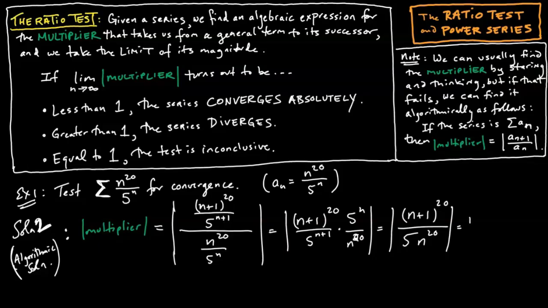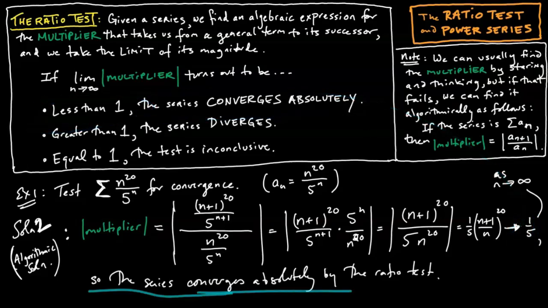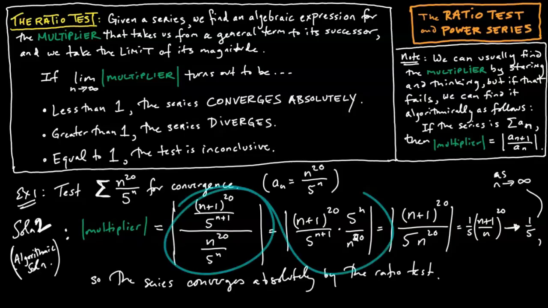And once we clean this up a little bit, we recognize that we could write this like this. And then we're still going to take the limit as n goes to infinity, and it's still going to go to 1/5. And of course, this 1/5 is less than 1, so the series converges absolutely by the ratio test. Of course, we reach the same conclusion, but by staring and thinking, we at least cut out some of this ugly nonsense. But it amounts to the same thing either way.